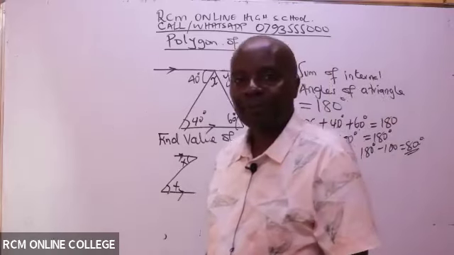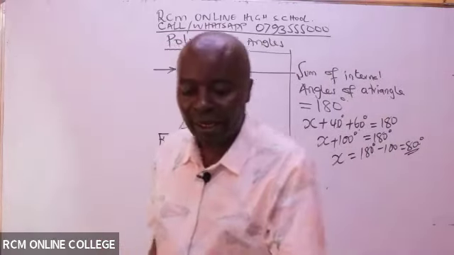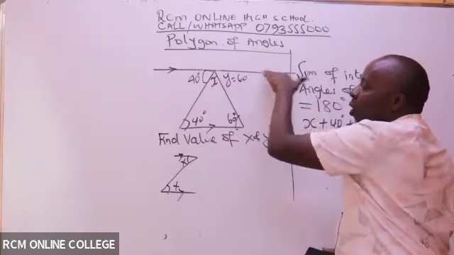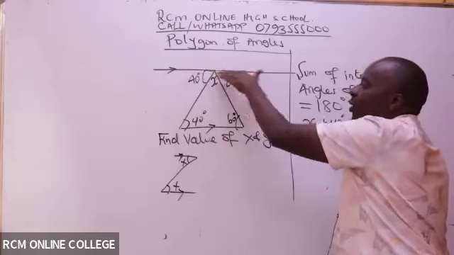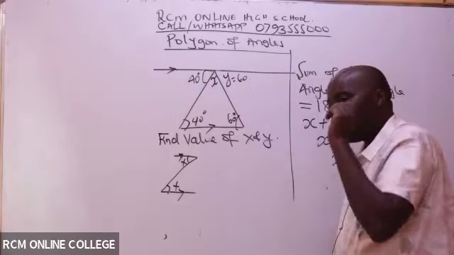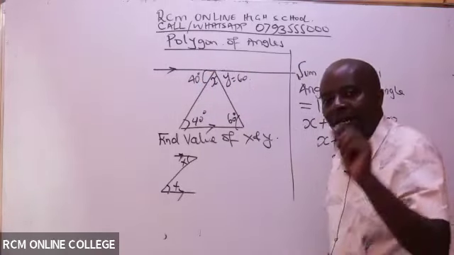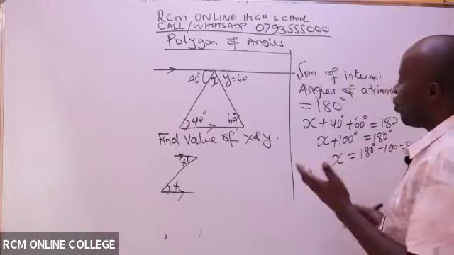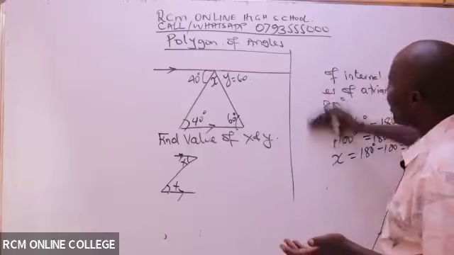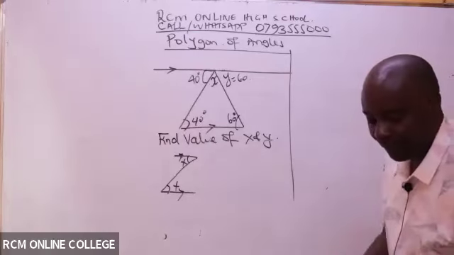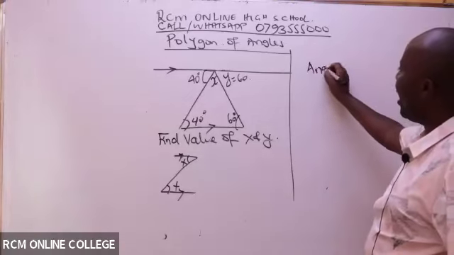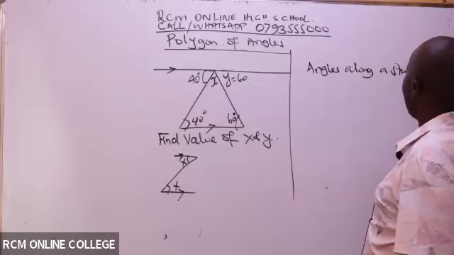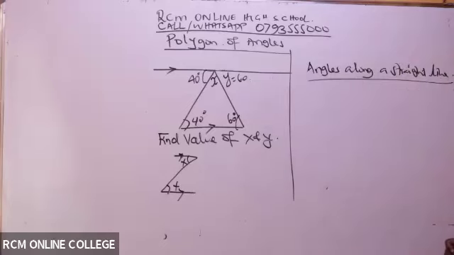X is 80. Of course, there are many ways of killing a bird. Somebody would have also used the concept of angles along a line. Whenever you add angles along a line, they must add up to 180 as well. So somebody could have used this concept of angles along a straight line.